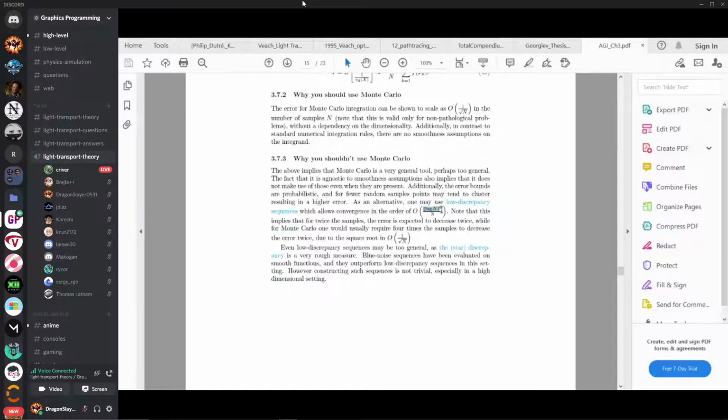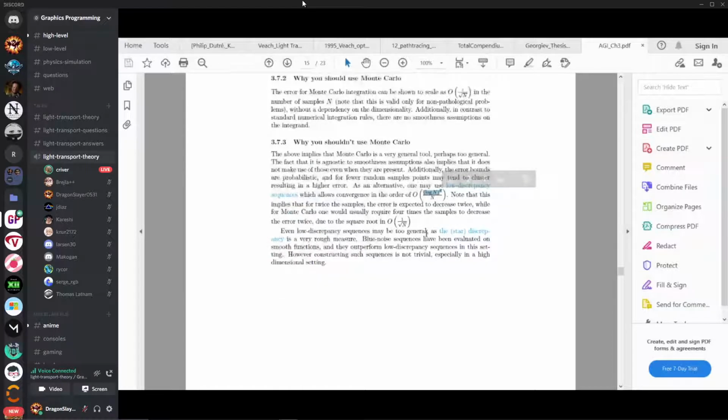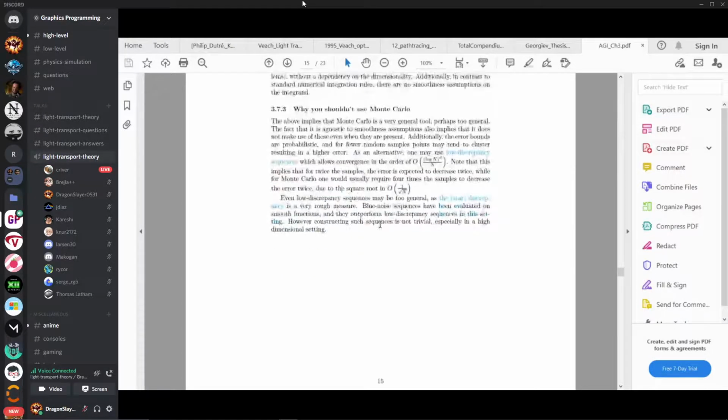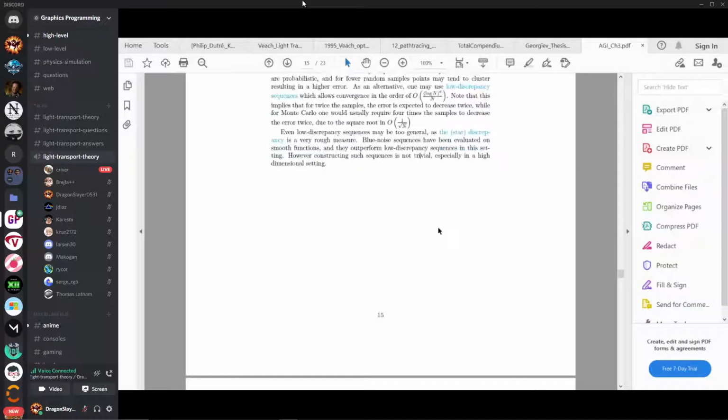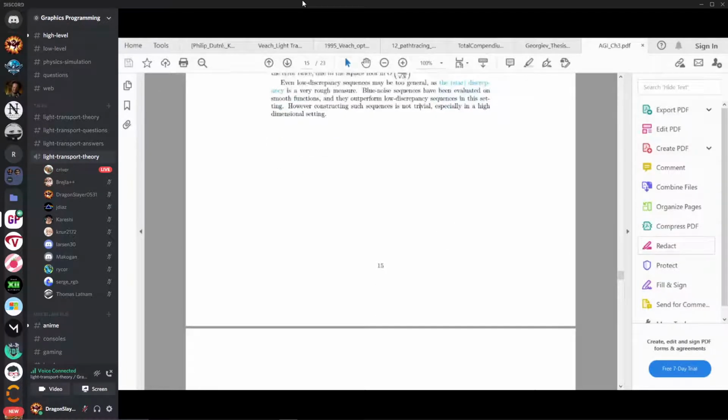It has a small factor that depends on dimension in the numerator, but that's negligible in practice. And these samples do not clump, so that's nice. Finally, you can do even better if you know your integrands are smooth. You can use blue noise sequences, but those are hard to construct. I don't think there are many that you can pick from, and in general, they don't generalize very well to high dimensions. Questions on that?